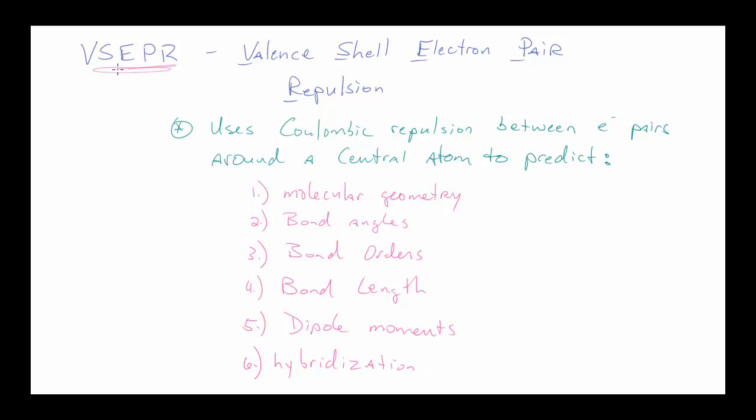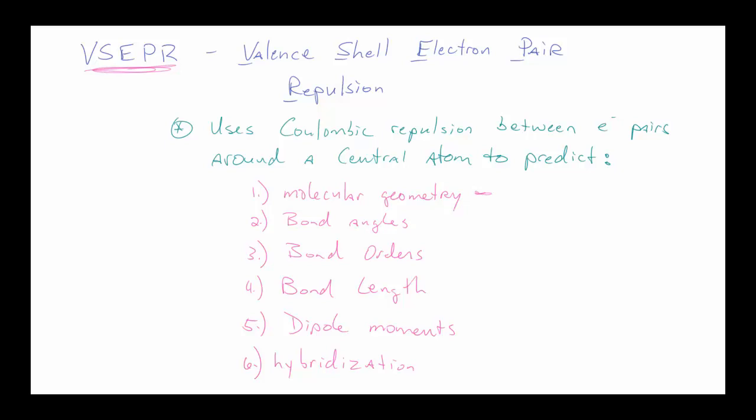Now, you'll hear me say this in class. I pronounce it VSEPR just to be obnoxious. But VSEPR stands for valence shell electron pair repulsion theory. And what VSEPR does is it actually uses Coulombic repulsion between electron pairs around a central atom to predict a whole slew of things.